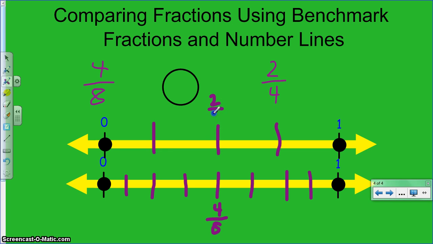What do you notice about these fractions? What do you know? They line up, right? That means they're both the same distance from 0 to 1 from each other. They are equal, or what we call equivalent fractions.